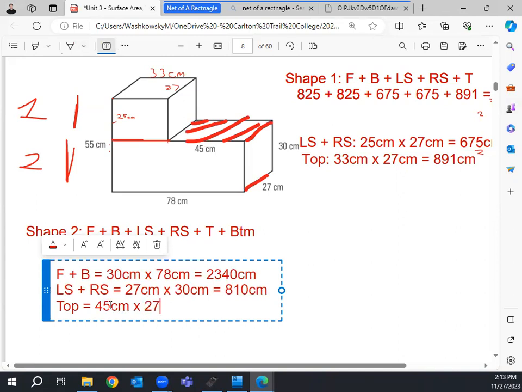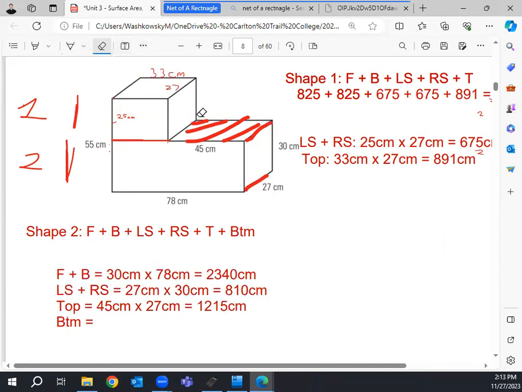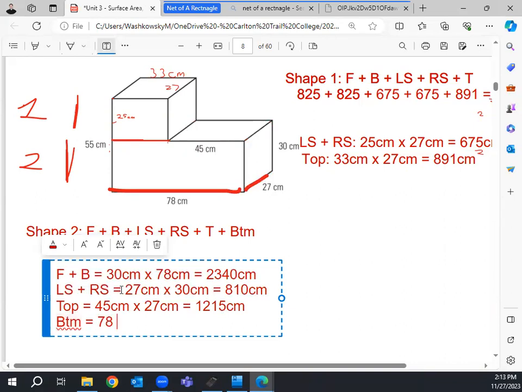Oh, 45, not plus, times 27, 1,215 centimeters squared. I will put the square in later. And finally, I just have the bottom. And what two numbers do I multiply for that one? Yep, 78 and 27. Oops, centimeters. That's 27 centimeters.